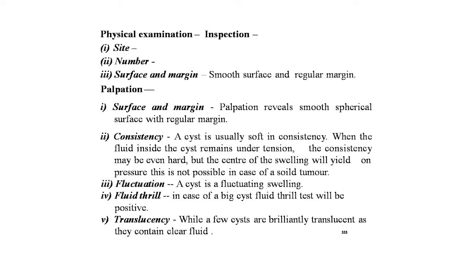The next palpation finding is fluctuation. A cyst is a fluctuating swelling. Fluid thrill: in the case of a big cyst, the fluid thrill test will be positive. The next point in the palpation is translucency. A few cysts are brilliantly translucent, as they contain clear fluid.